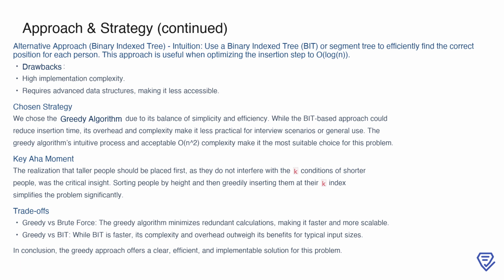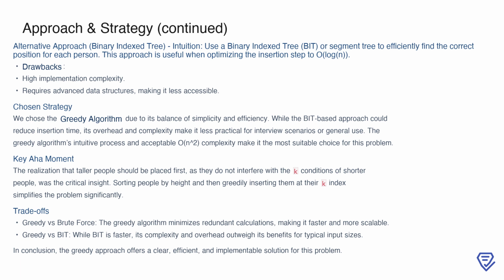After evaluating these options, the greedy algorithm was chosen as the preferred solution. It offers a balance of simplicity and efficiency, making it ideal for typical interview scenarios or general use. The key insight that makes this approach work is recognizing that placing taller individuals first simplifies the placement of shorter ones, as their k conditions remain unaffected. This realization allows us to efficiently reconstruct the queue while adhering to the problem constraints.